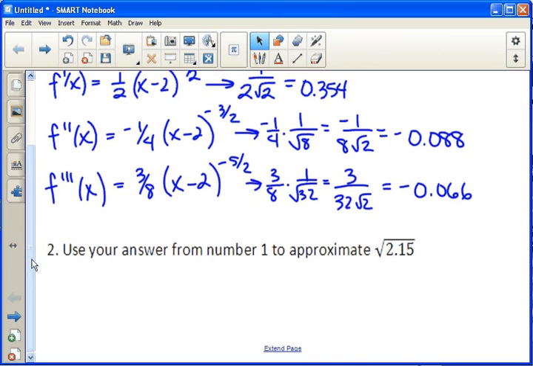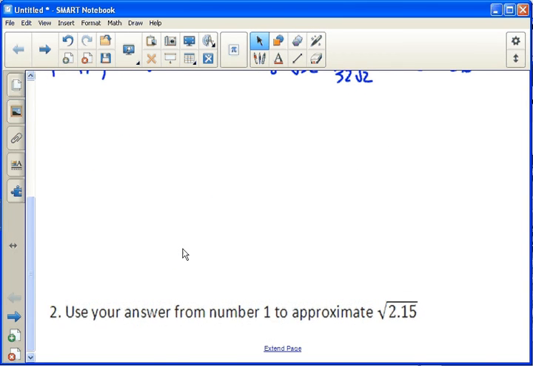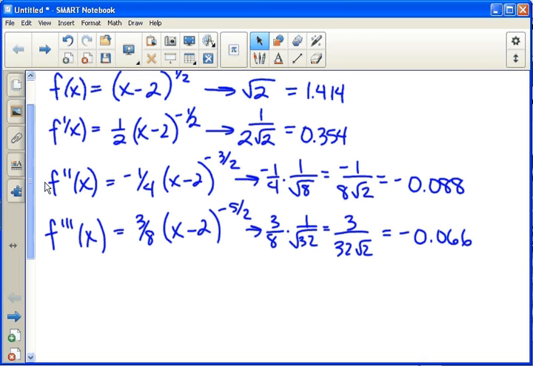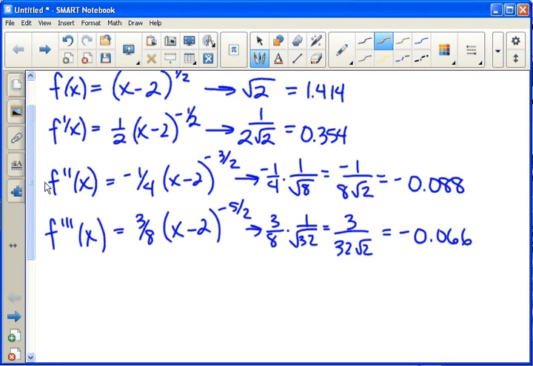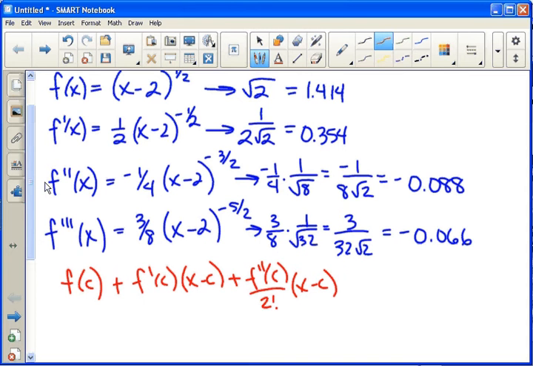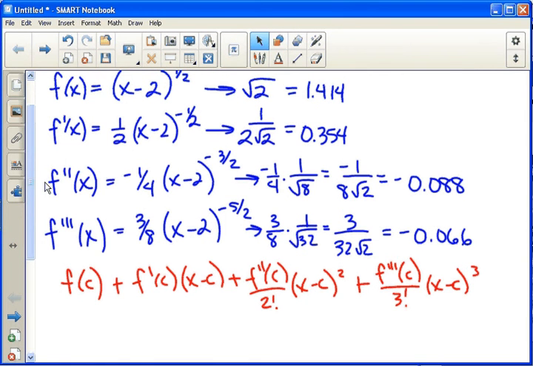So I'm going to move number 2 out of the way here. My general equation for a Taylor polynomial is going to look like f of c plus f prime of c times x minus c plus f double prime of c over 2 factorial times x minus c squared plus f triple prime of c over 3 factorial times x minus c cubed. So now we just plug in the values we found for f of c, f prime of c, f double prime of c, and so on. And our center's at 4, so we're plugging in 4 for the c.